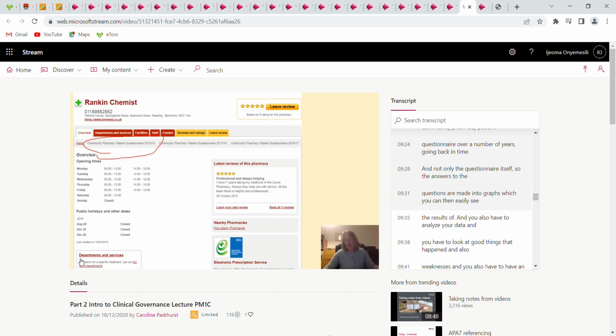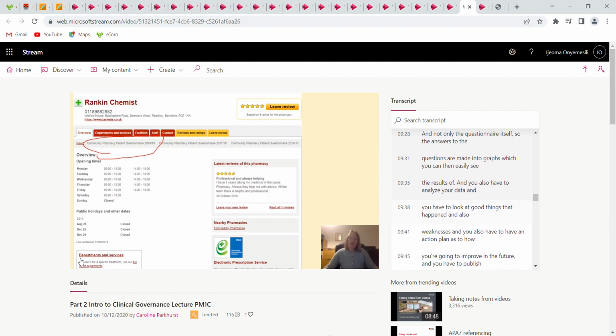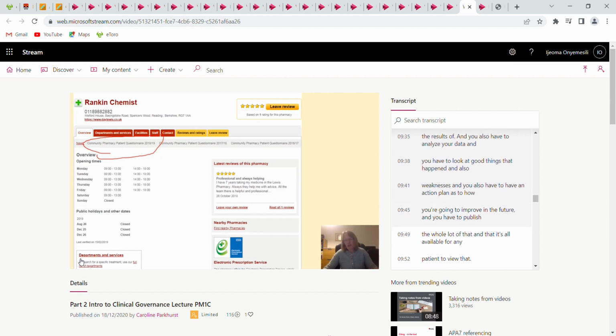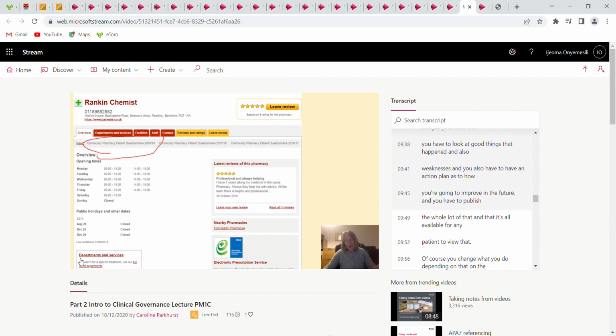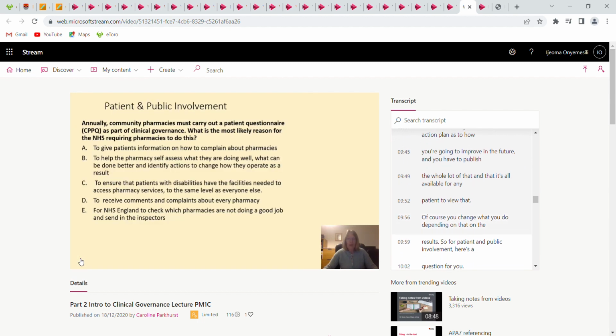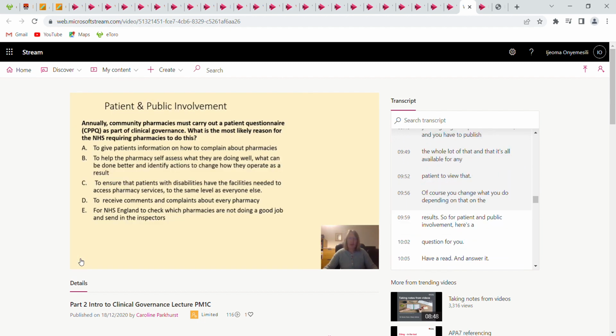can then easily see the results of, and you also have to analyse your data, and you have to look at good things that happened and also weaknesses. And you also have to have an action plan as to how you're going to improve in the future, and you have to publish the whole lot of that, and it's all available for any patient to view that. And of course you change what you do depending on the results.